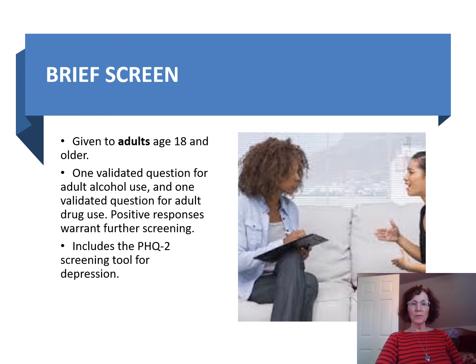This is a brief screen. It's given to adults ages 18 and older. It has one validated question for adult alcohol use and one validated question for adult drug use. Positive responses warrant further screening. It includes a PHQ-2 screening for depression. You can find this tool in your packet.